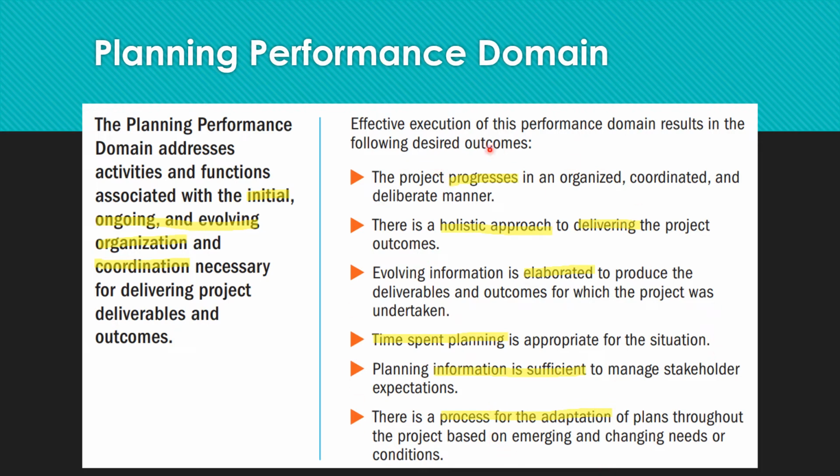The effective execution of this performance domain results in the following desired outcomes. So following are the desired outcomes of a planning performance domain. What are my desired outcomes? The project should progress in an organized and coordinated manner. There should be a holistic approach to deliver the project outcomes. Evolving information should be progressively elaborated. So your initial high-level planning needs to be elaborated into a detailed plan according to the phases, according to the life cycle of the project.